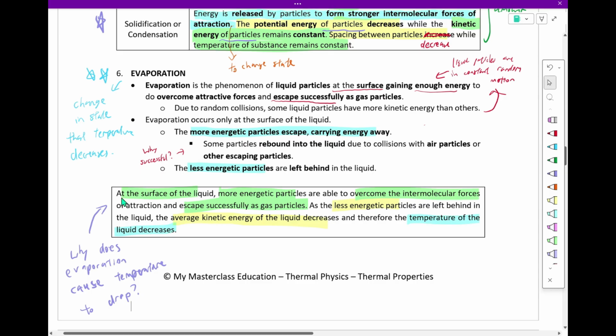So when temperature drops, it is because all the highly energetic ones, you can think of them as the ones with a lot more energy, a lot more heat, escape, and all those that are left behind have less heat, and therefore they will actually be at a lower temperature. They have lesser average kinetic energy itself.